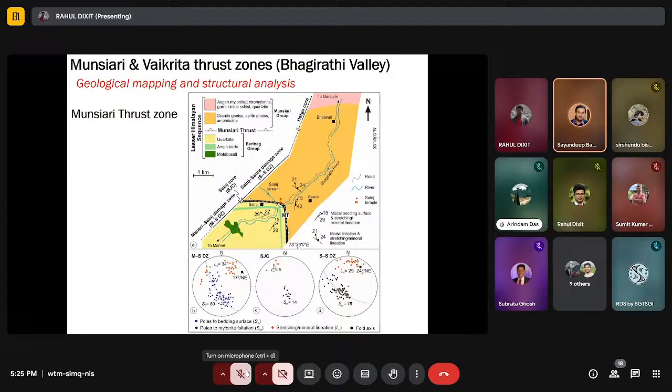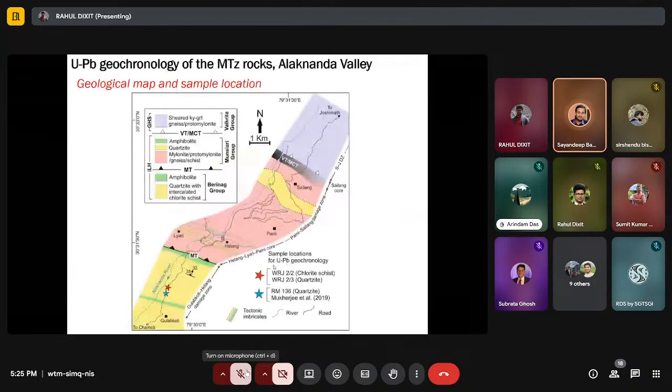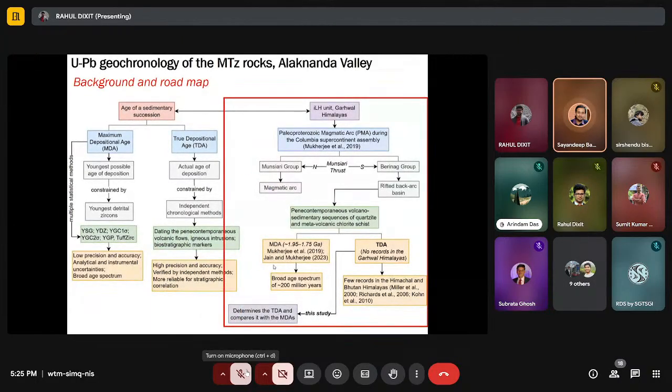And one more thing, in your second part, in your geochronology part particularly, you have told us about your depositional ages. Again, it is your data and the ages that you have given.